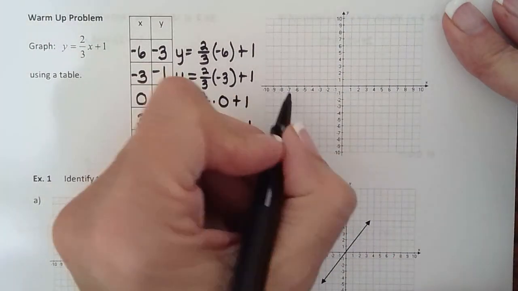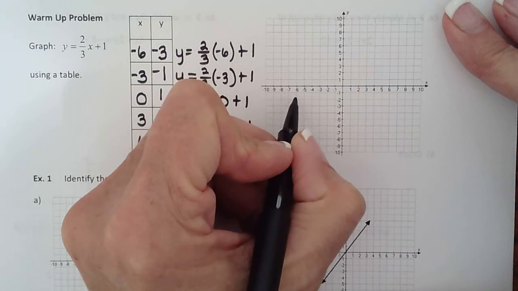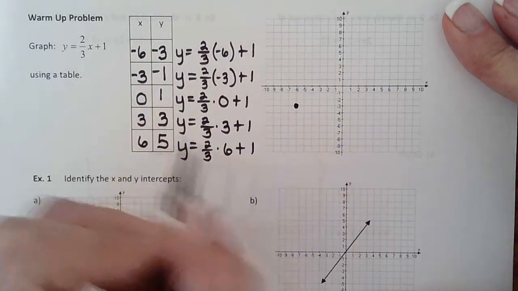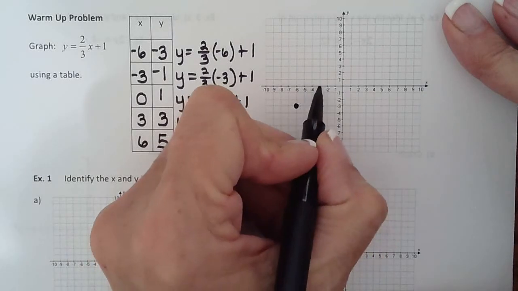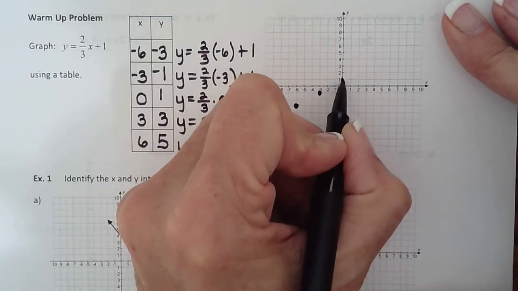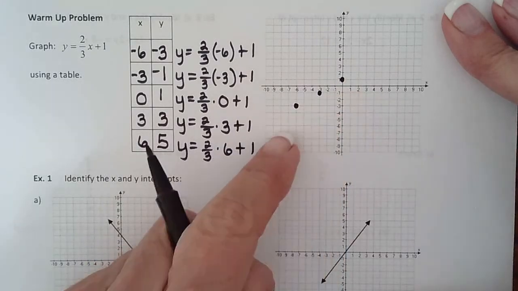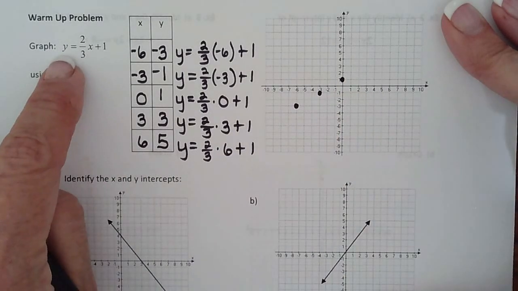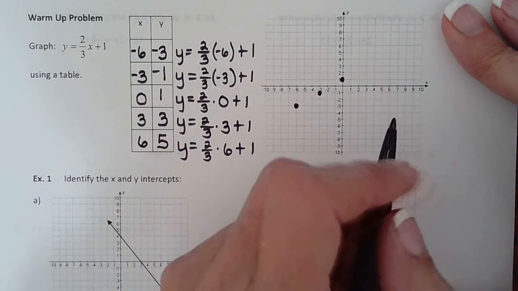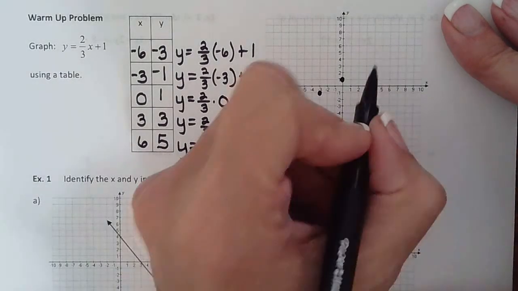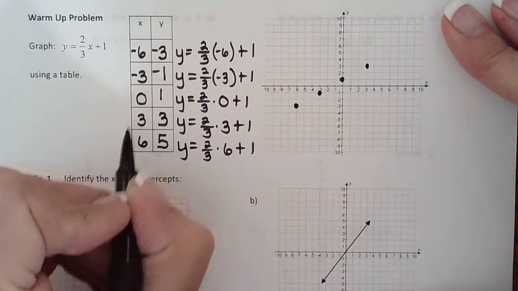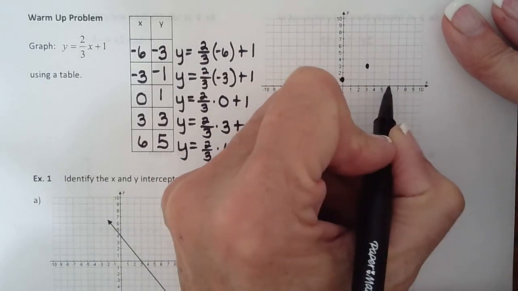So -6 goes with -3, 1, 2, 3. -3 goes with -1. 0 with 1. And I can see my points are in a straight line because we said anything that's in the form y equals mx plus b is going to graph as a line. And you can see this is following the pattern. 3 goes with 3. And last 6 goes with 5.